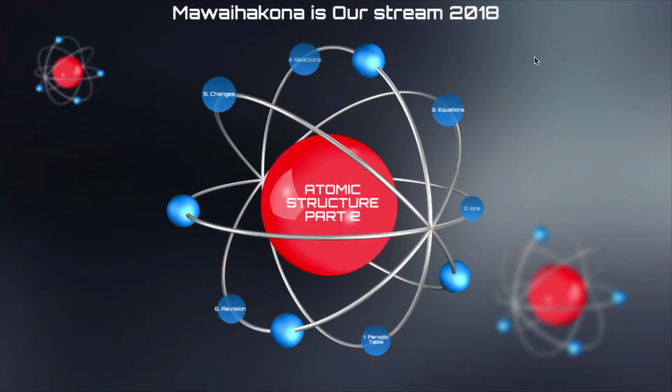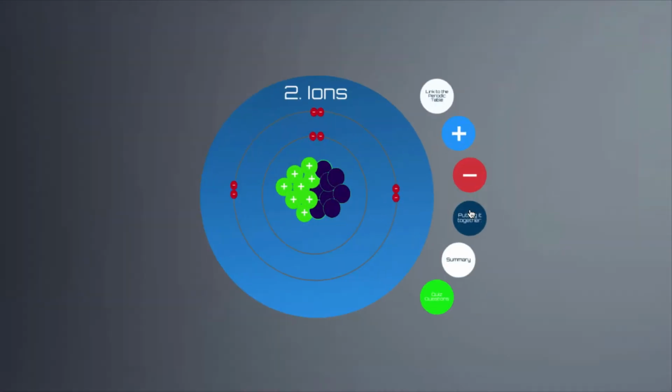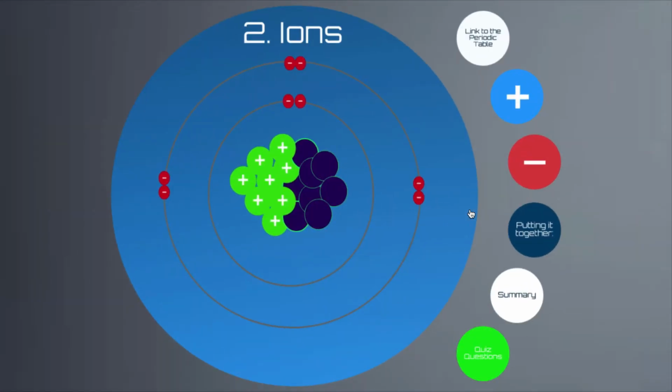Welcome back to Atomic Structure Part 2. Today we're going to look at ions. Ions are electrically charged particles formed when atoms lose or gain electrons. This loss or gain leaves a complete highest energy level or outer electron shell.